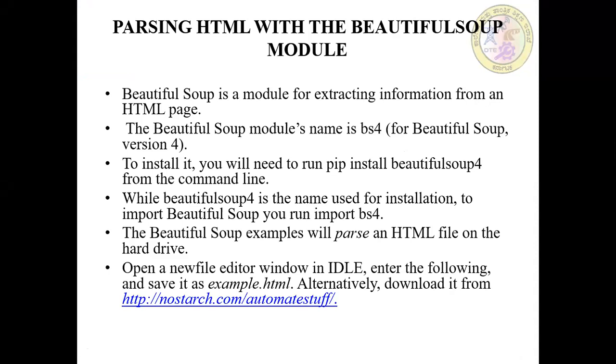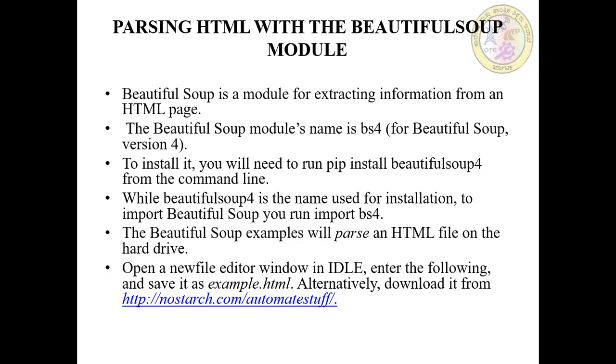Beautiful Soup is a module for extracting information from an HTML page. The Beautiful Soup module name is bs4, for Beautiful Soup version 4. To install it, you will need to run pip install beautifulsoup4 from the command line. While beautifulsoup4 is the name used for installation, to import Beautiful Soup, run import bs4.